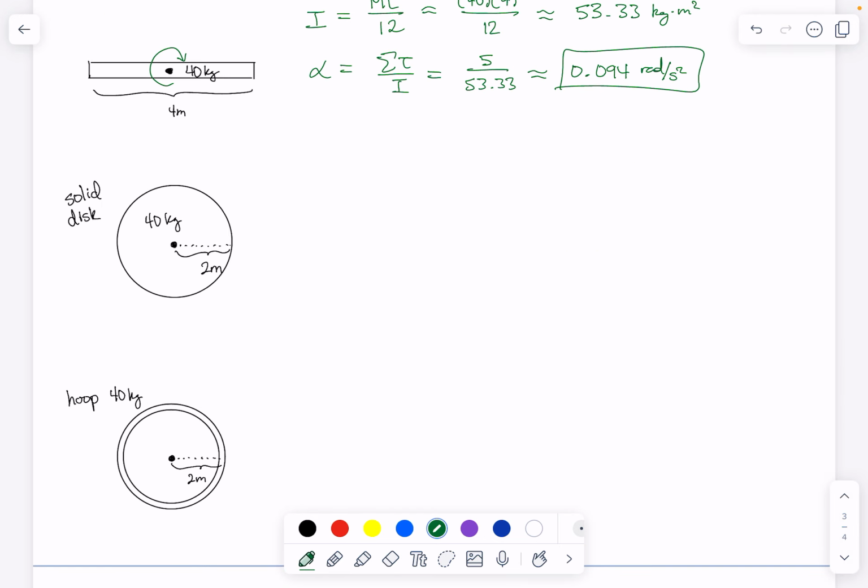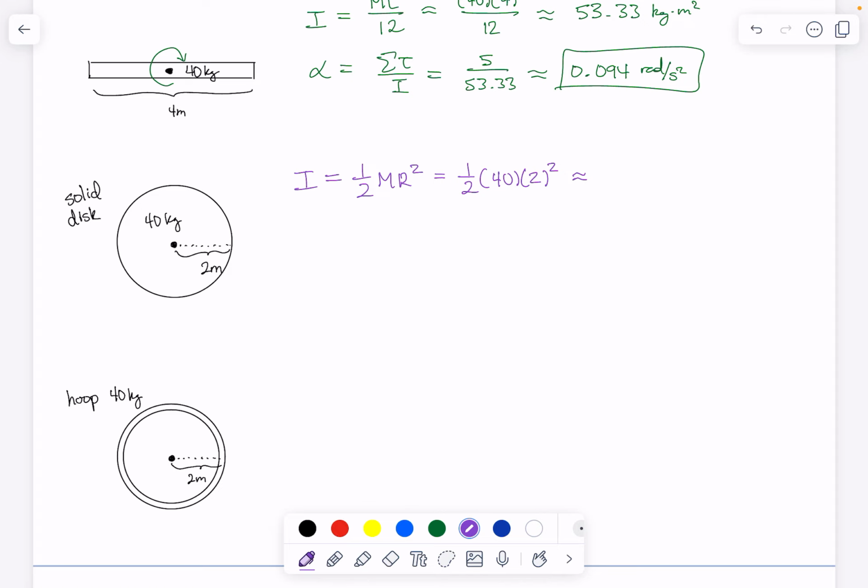So let's see. Here we got a solid disk. Rotational inertia for a solid disk is 1/2 mr squared. So it's going to be 1/2 times 40 times 2 squared.